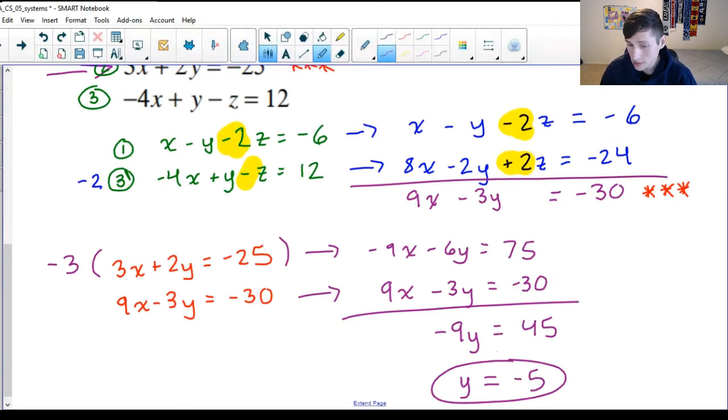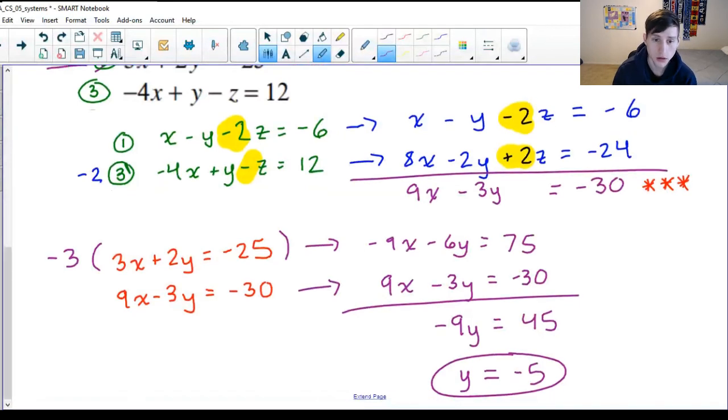That's a good first part. But now I need to go back. I need to do the rest of my solving. I need to solve for x. I need to solve for z. So I'm going to look at one of my red equations over here. I can choose either one of these, and I'm going to plug in negative 5 to figure out what x should be. As usual, it doesn't matter which one. I will just use the first equation.